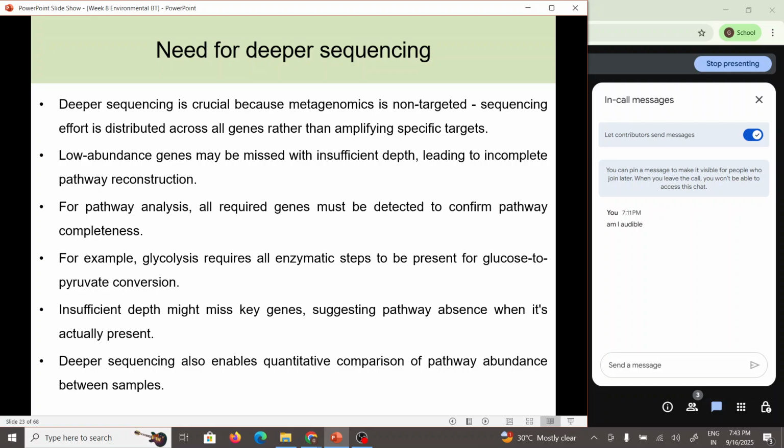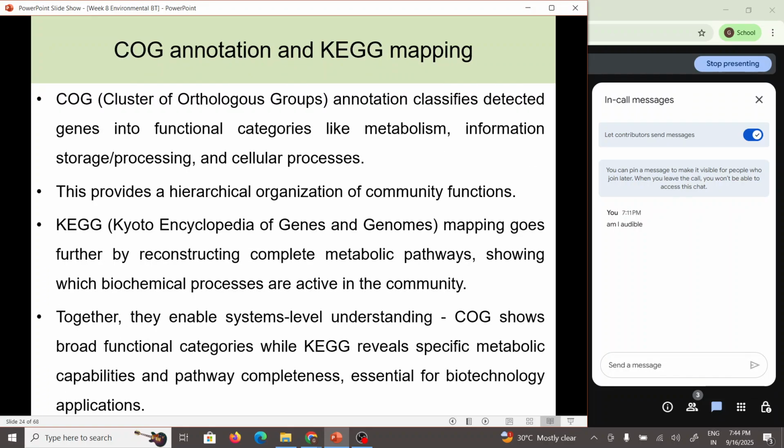In glycolysis, all the enzymatic steps are required to convert glucose to pyruvate. If we leave out one of these steps, then we are going to be stuck in the middle, or we are going to have a wrong annotation of the metabolic pathway. Insufficient depth may miss key genes, suggesting the pathway is absent when it is actually present. So we may have false negative results. Deeper sequencing can enable quantitative comparison of pathway abundance between samples. So that is why we go for deeper sequencing in metagenomics.